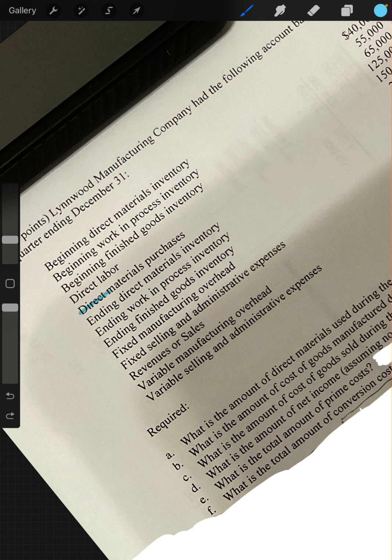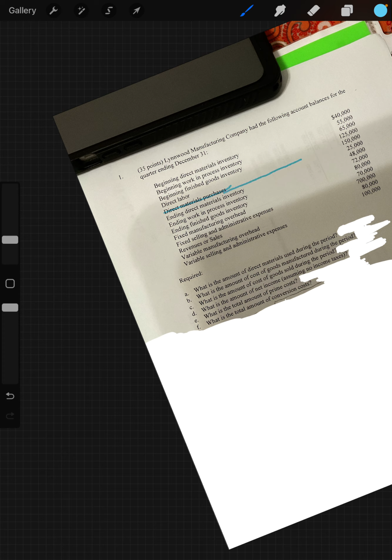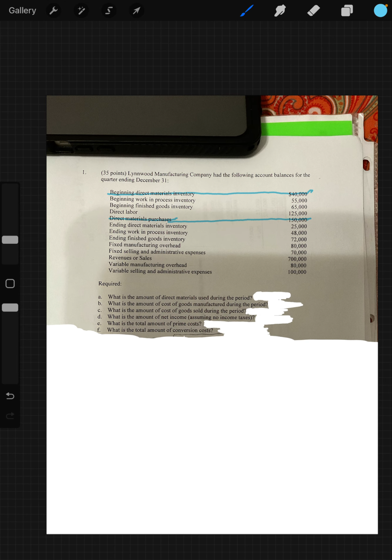direct materials purchased, and that is going to be for 150,000. And then we take beginning direct materials inventory. So right here. And then we add them together. So it's going to be 150,000 plus 40,000. But then we're going to take the ending direct materials inventory, which is right below it, and we're going to subtract that.